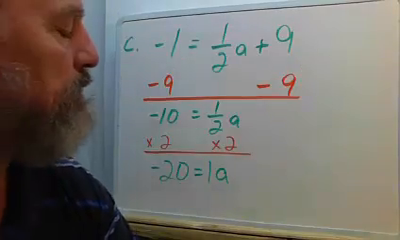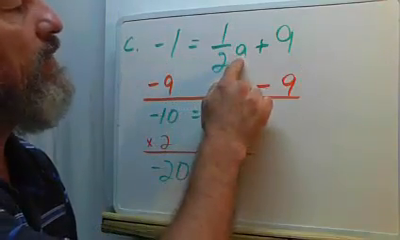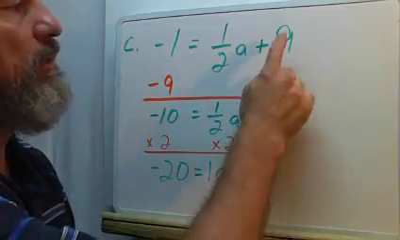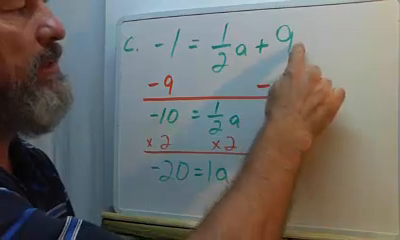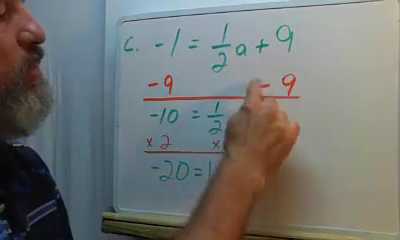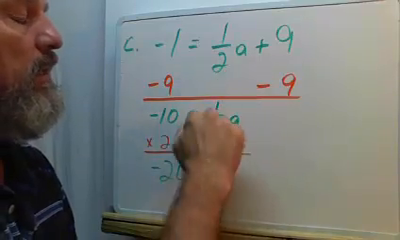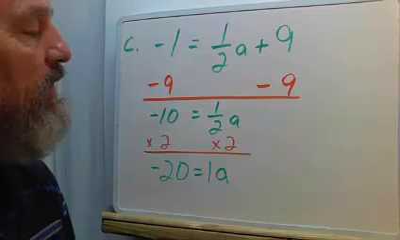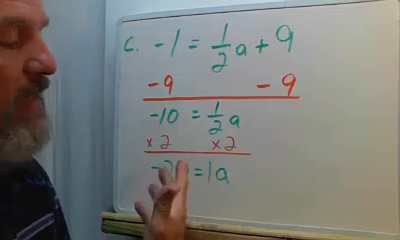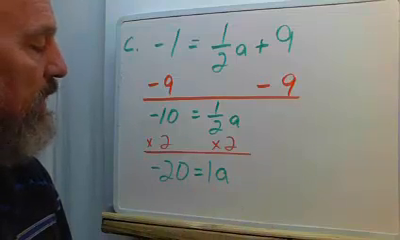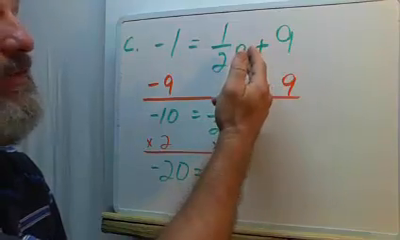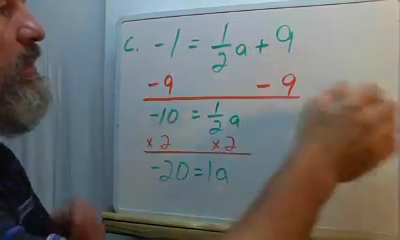On to letter C. Negative 1 equals 1/2 a plus 9. Again, I didn't write it here, but we have addition and multiplication. Undo the addition first by subtracting the same amount, 9, from both sides. We have negative 10 equals 1/2 a. This is one of those cases where we're going to multiply by the multiplicative inverse. Multiply by 2. We have negative 20 equals 1a, and we can stop at that point. We don't have to divide by 1. So we have negative 20. Well, 1/2 of negative 20 would be negative 10, plus 9 would indeed be negative 1.